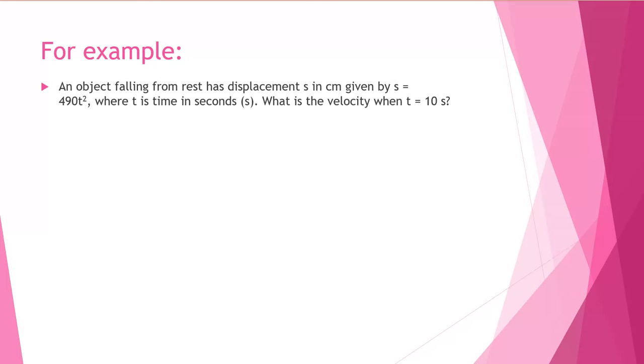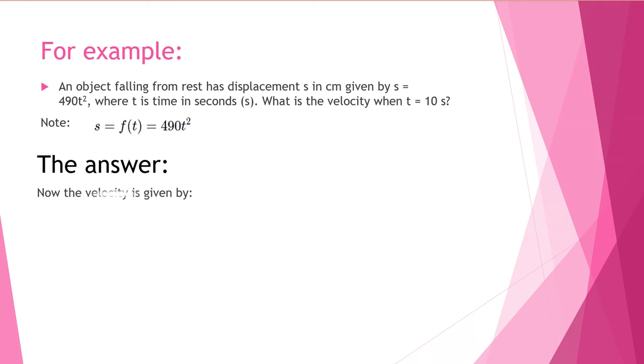For example, an object falling from rest has displacement s in centimeters, given by s equal to 490 t squared, where t is the time in seconds. What is the velocity when t equal to 10 seconds? Let's see how to solve it. Take note that s equal to f of t, so we use f of t instead of s in the previous example.